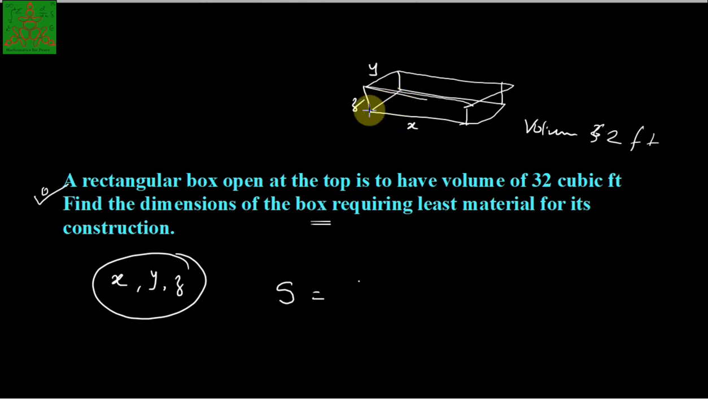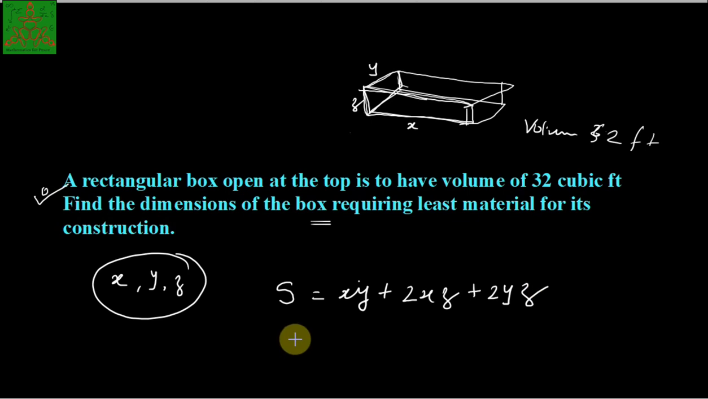see, this side is x times y, which is coming only one time. This side is coming two times, and the same on the opposite direction, so that is 2xz. And the same scenario with this side, yz, which is coming two times, so it is 2yz. So that is the surface area, and that function you want to make minimum.